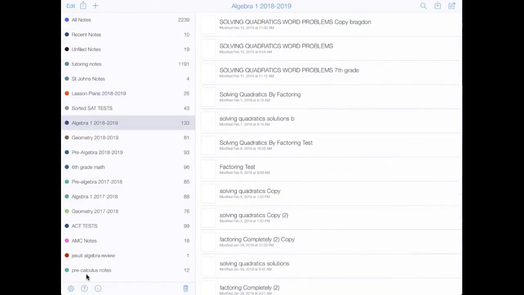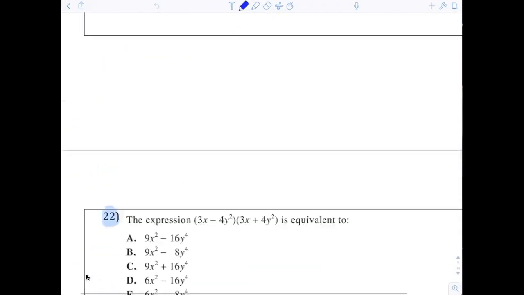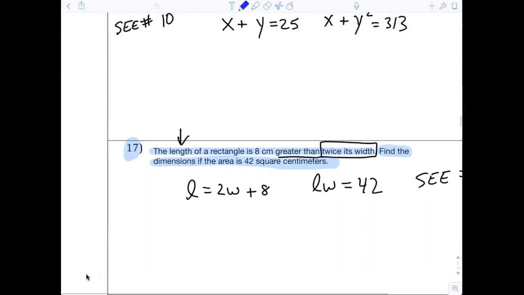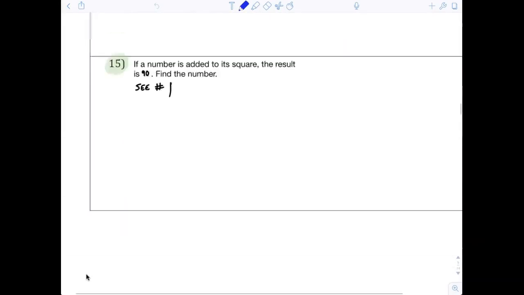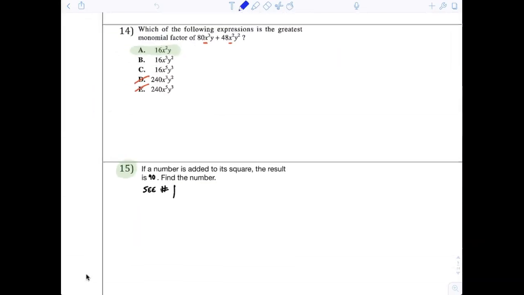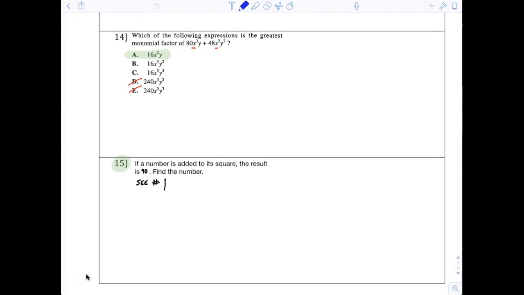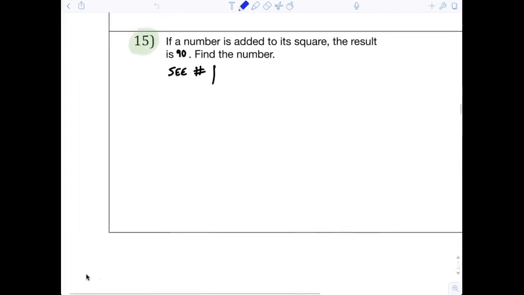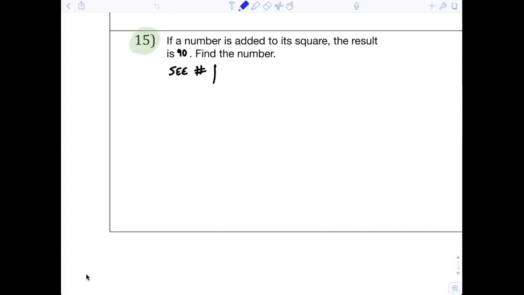So, for us. All right, I think I wrote some things down to try to help you, and I told you that I wanted you to go back and see particular problems. All right, so for example, number 15. If a number is added to its square, that should have been x squared plus x equals 90. I don't think that was that hard.